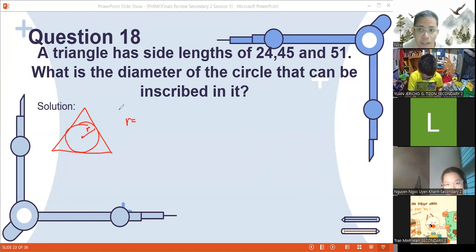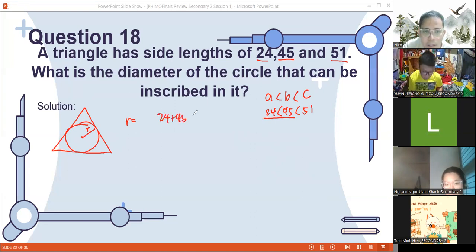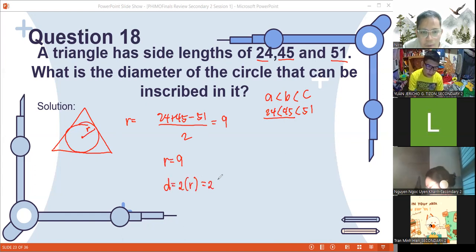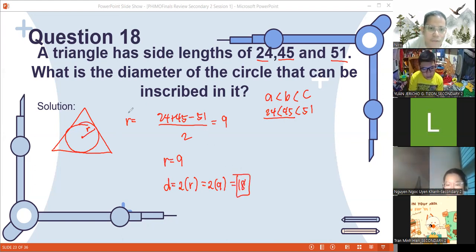Using our triangle, there are a lot of theorems in triangles. So we have sides A, B, C: 24, 45, 51. We add the two small ones, 24 plus 45, then we subtract the largest one, then we divide it by 2. That's equal to 9. So the radius here is equal to 9. So the diameter, which is twice your radius, is twice the 9, which would be equal to 18. So this is very easy if you just know how to solve for the radius. Okay?